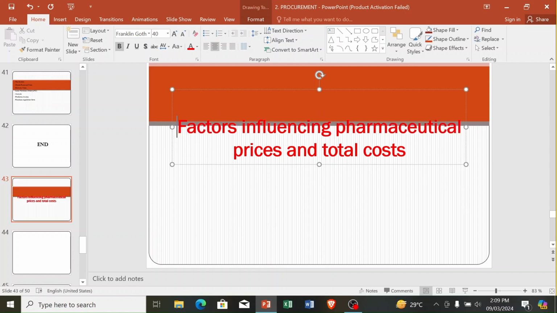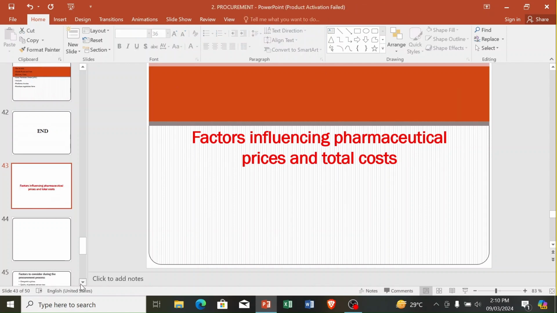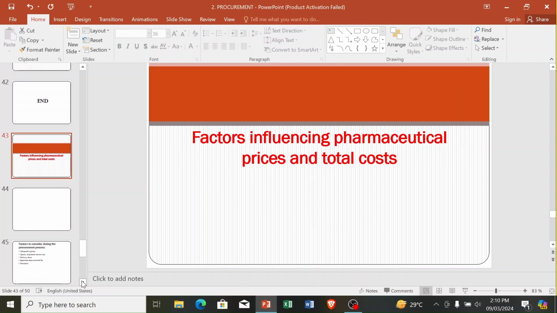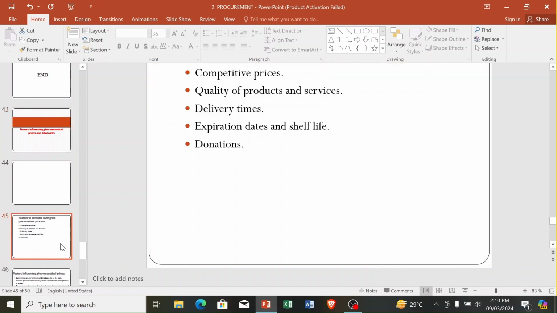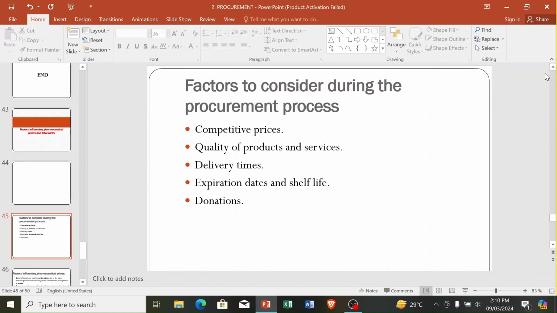Let's see. Okay, here. Factors influencing pharmaceutical costs, and then prices, and then the total costs. What are the factors that determine the pharmaceutical cost, the pricing, and then their total costs? So we see that there are a number of factors that may affect the prices, or factors that we need to consider during the procurement process.